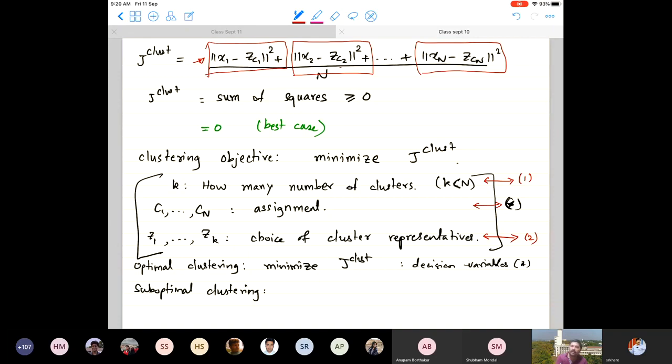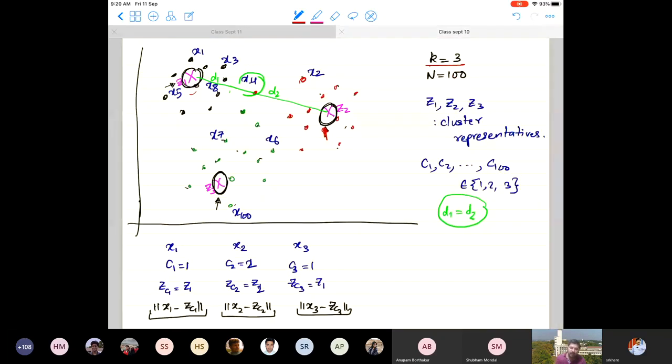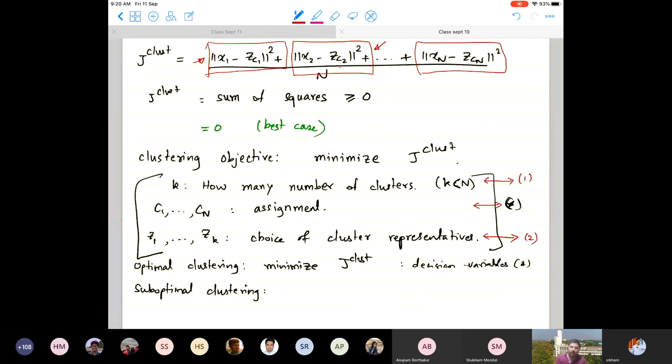I do the same exercise by varying C2 now. When I vary C2, the only term that is affected in the sum of squares is the second term. I substitute C2 equal to 1, C2 equal to 2, and C2 equal to 3. I find the difference between x2 minus Z1, x2 minus Z2, x2 minus Z3, and see what is the minimum distance. So in this diagram, what I'm really doing is finding the nearest neighbor of x2 from these 3 cluster representatives, and whichever is the nearest, I assign that cluster to x2, and so on and so forth.